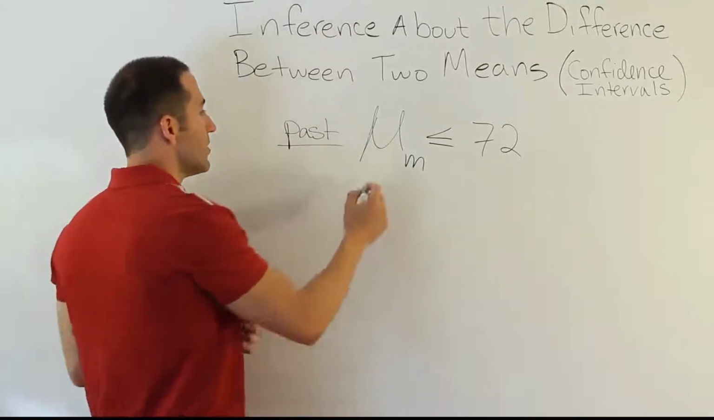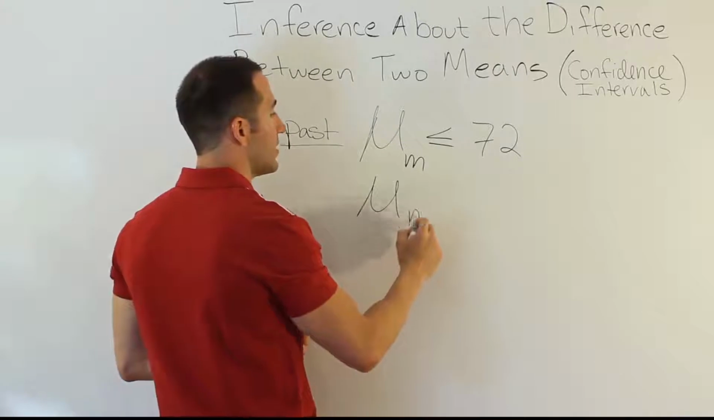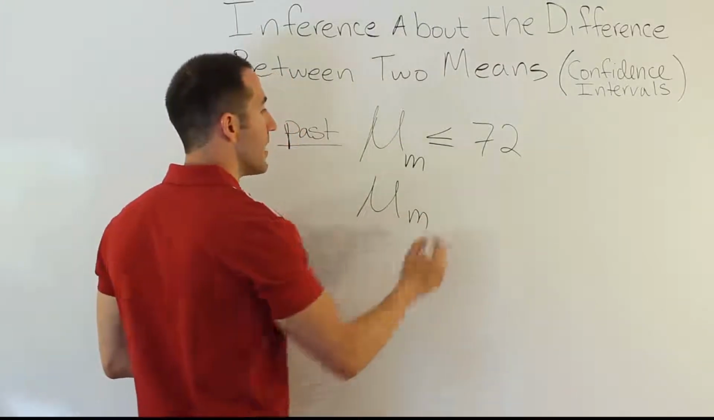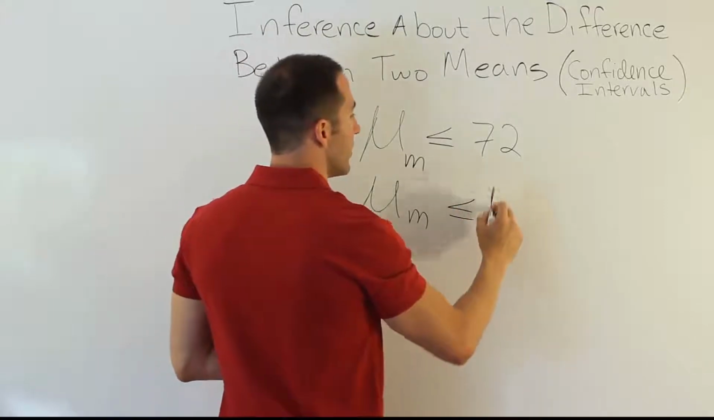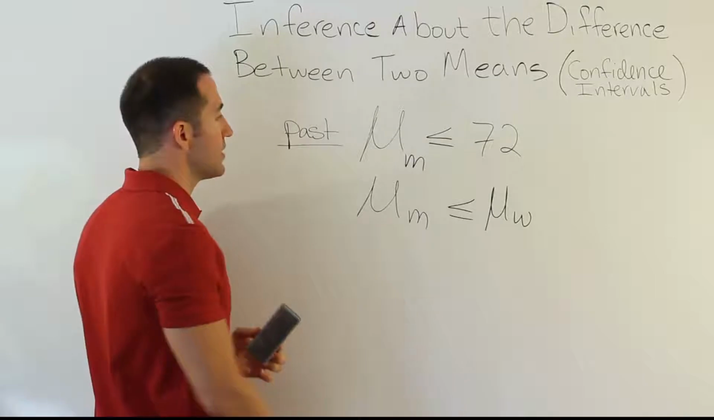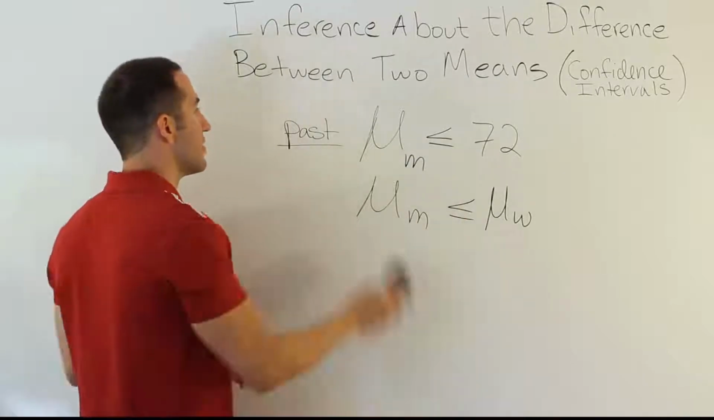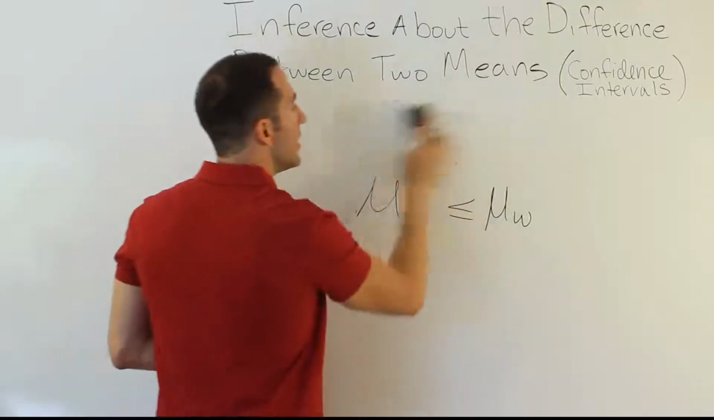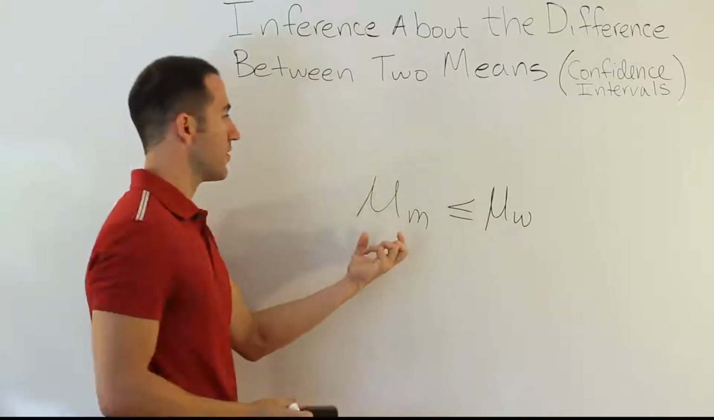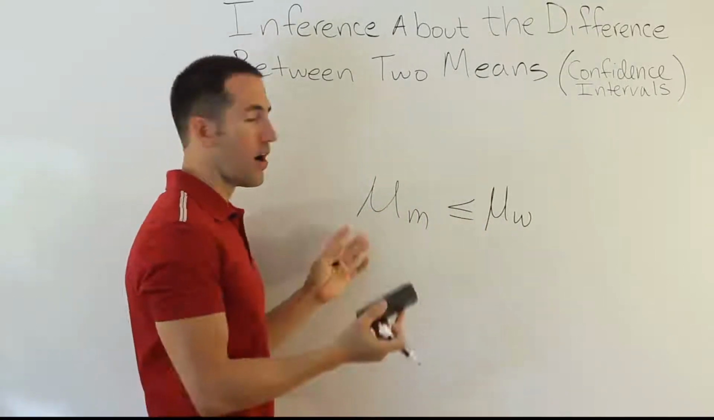Now what we want to do is to expand this idea to compare two population means. For example, I might want to say that the mean for men is less than or equal to the mean for women. I can do something like that now in this section. So compare two population means. That's the new idea. All right. You can also make a statement that right now we're just making a relationship. Males are either less than or equal to women on average, right?